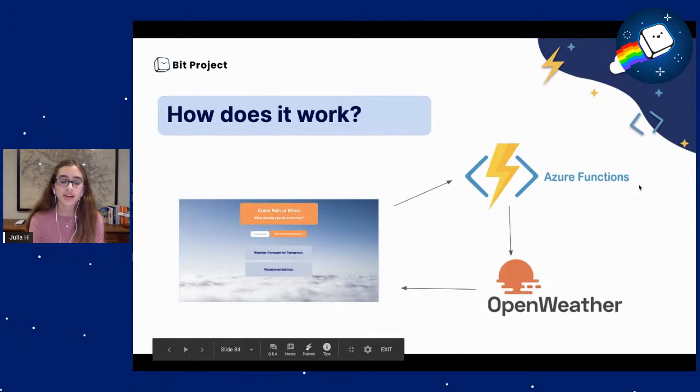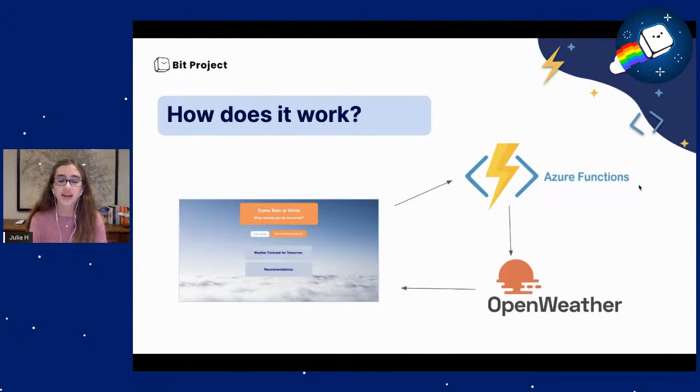So how does it really work? What you do is go to the website, you enter your zip code, and when you click get recommendations, it triggers the Azure function, which takes the zip code and calls OpenWeather's API. And using the zip code, it grabs the forecast for tomorrow based on that location, the hourly forecast, gets all that information and sends it back to the web page where the algorithm that I created formats it and generates the activities based on the weather conditions.